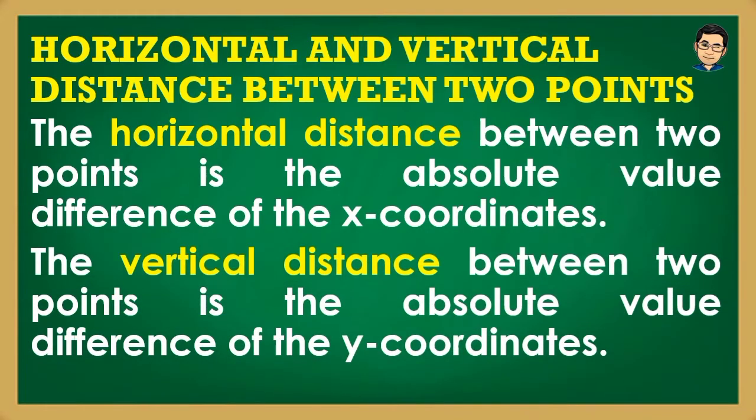And then, yung kabaligtaran naman po ng horizontal distance is yung vertical distance. The vertical distance between 2 points is the absolute value difference of the y-coordinates. Kung dun sa horizontal distance, sinusubtract natin yung x-coordinates, dito naman sa vertical distance, since patayo siya, yun namang y-coordinates ang ating sinusubtract. And at the same time, kukunin pa rin natin dito yung absolute value difference. Again, sa pag-distance po, wala pong negative. Lahat po positive. Kaya nga meron po tayong absolute value difference.